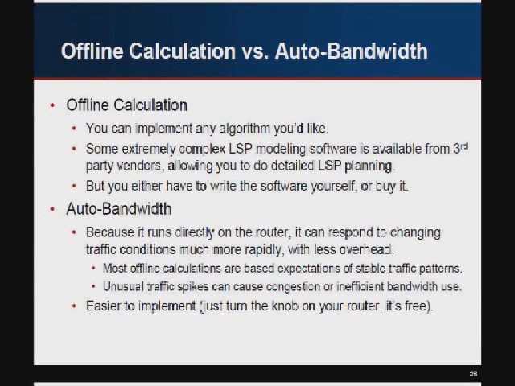With auto bandwidth, because it runs directly on the router, it's far more responsive to changing traffic conditions. You can have it sampling traffic at a rate that's just not practical for offline modeling software that has to go out, make a determination of what it thinks traffic is going to be, and then push the results out to the router. The offline model typically pushes the results out nightly. In this kind of model, you could push the results out every few minutes. And it's much easier to implement, and it's also free because it comes with your router. You just turn the knob.